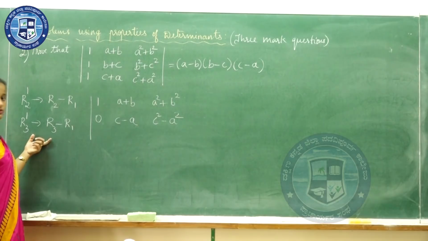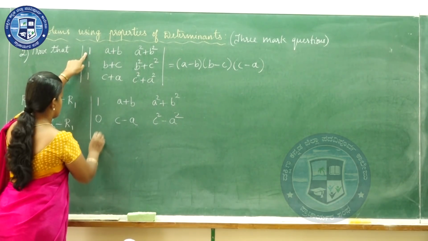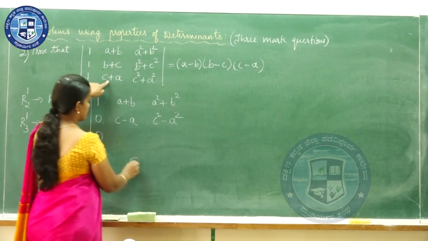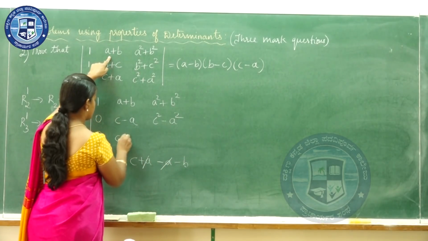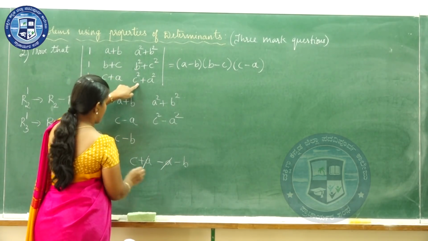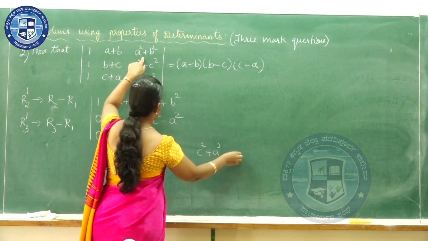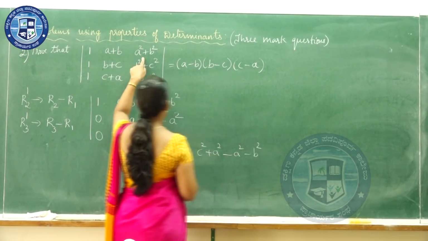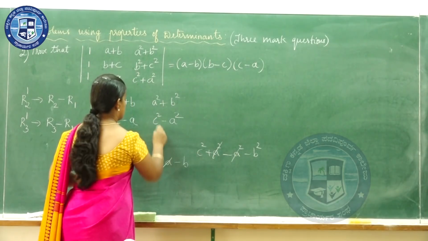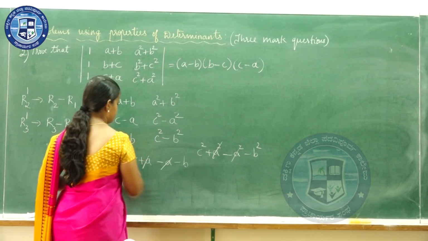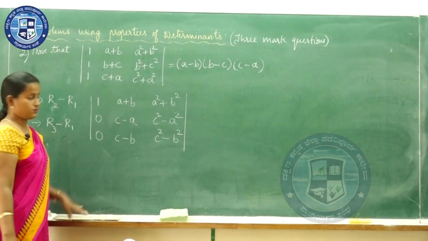Coming to the third row, we have to use R3 minus R1. So 1 minus 1 is 0. c plus a minus b, that is c minus b. Then we have c square plus a square minus a square plus b square. So when we put the bracket, it is minus and minus. This cancels, c square minus b square. So we get this much.